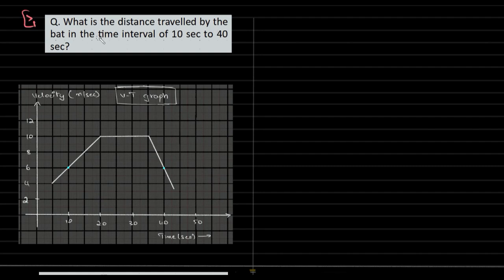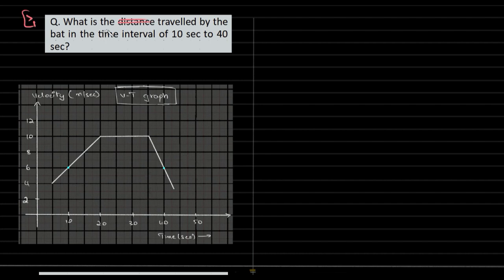What is the distance traveled by the bat in the time interval 10 seconds to 40 seconds? The graph we are looking at here is a velocity-time graph. So, to be specific, it is displacement that we are finding. To be honest, with this graph, displacement and distance would be the same.